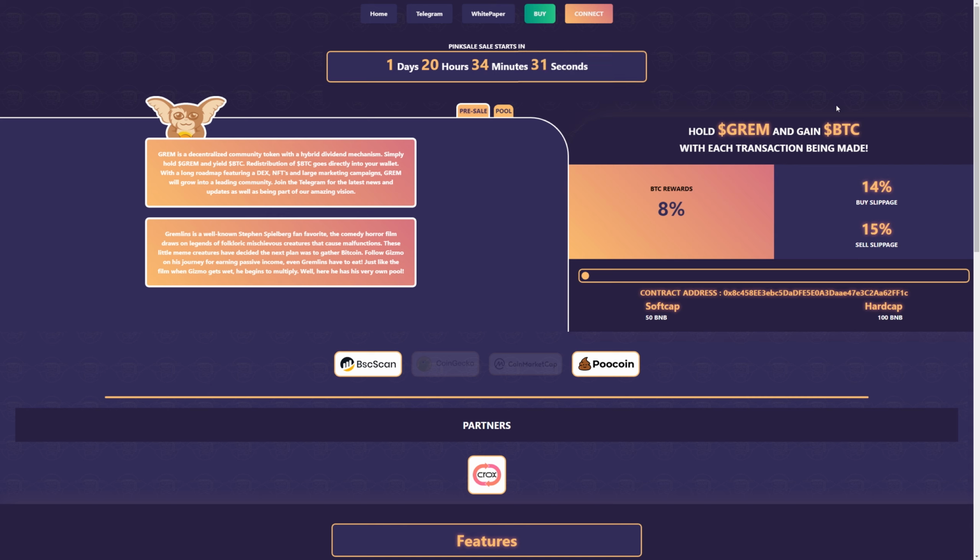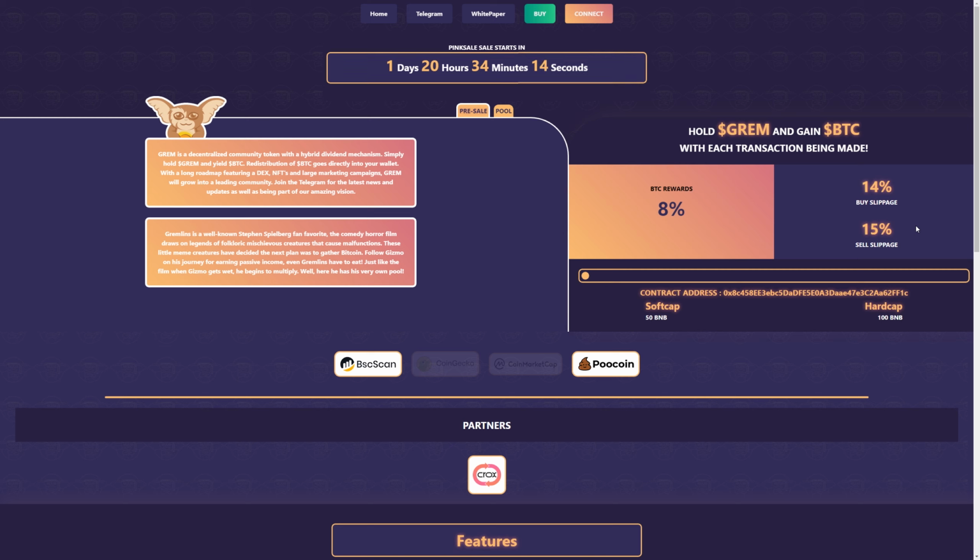So hold Grim and gain Bitcoin with each transaction being made. You get 8% Bitcoin rewards, and this is on sell, and then 7% on buy. I like that they're transparent with the slippage. So 14% slippage when you buy, 15% slippage when you sell. This is the contract address.